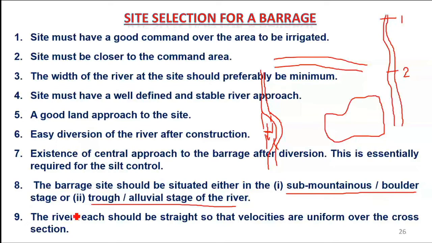What about the Sukkur Barrage and Kotri Barrage? Kotri is the last barrage, and that is in the trough or alluvial stage. Right? Number nine, the river reach should be straight so that velocities are uniform over the cross section. So these are the main ten points which we should consider while selecting a site for a barrage.